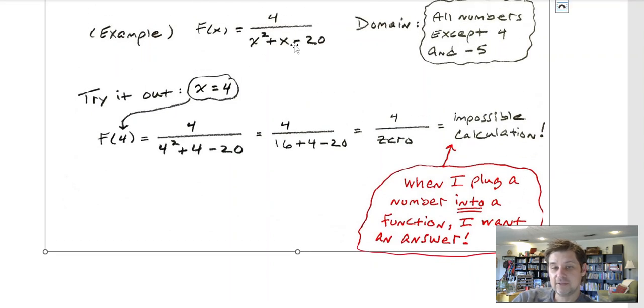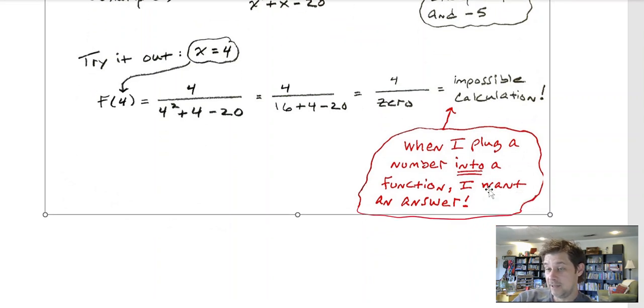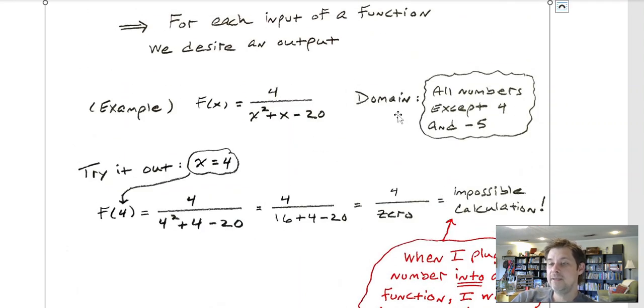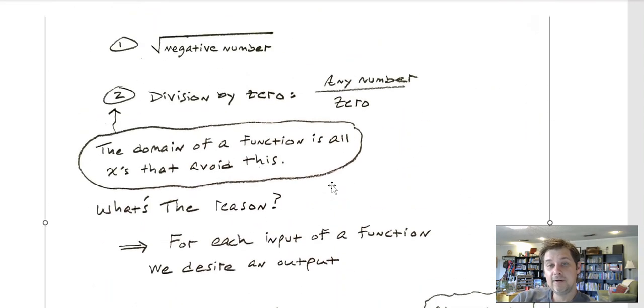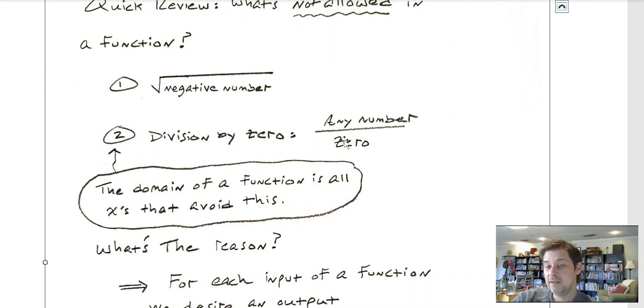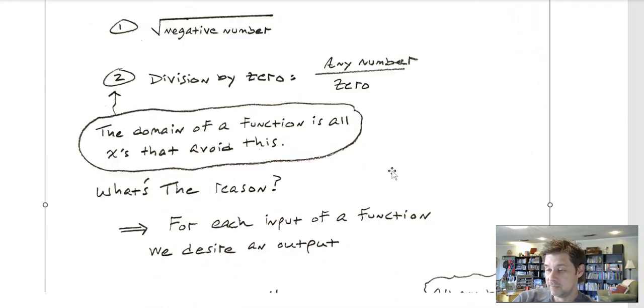I can show you that that happens. I'll take this function and I'll plug in 4. All right? So if I do that, this is what it looks like. And I'm doing the calculations and I end up with 4 divided by 0, and that's an impossible calculation. I don't get an answer. I mean, when I plug a number into a function, I want an answer back out. That's how they're intended to work. So the domain cuts out all the numbers that don't work. And the numbers that don't work are roots of negatives and division by 0. Any number that would lead to root of a negative number or division by 0.